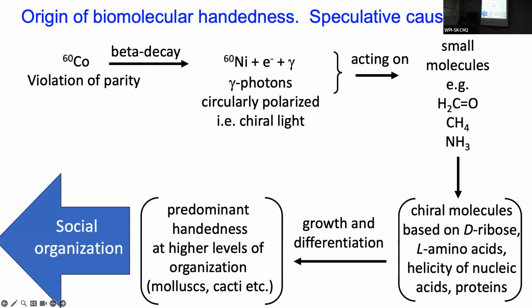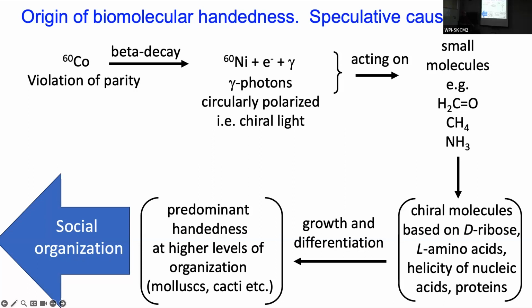And this is sort of a speculative causal chain. Nobody really knows what happened. But you could imagine that you start out with cobalt-60 isotopes that are violating parity, that they emit electrons along with gamma rays that are circularly polarized. Those circularly polarized gamma rays could act on small molecules in the prebiotic universe, which could then make asymmetric sugars and amino acids and DNA and proteins and so on.